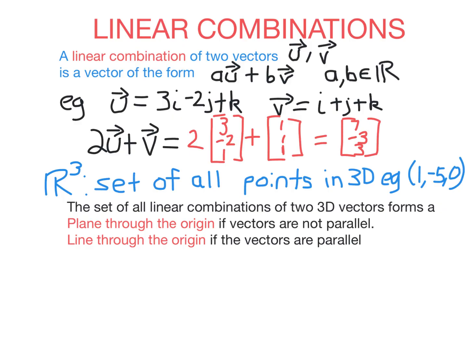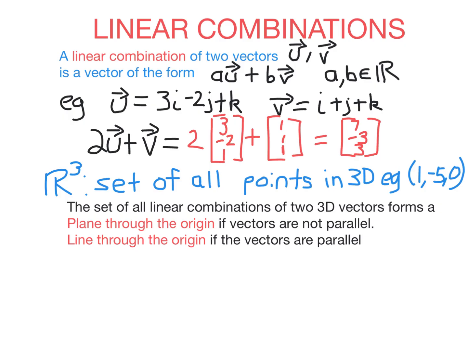So when we do linear combinations, we often refer to R3 or R2. R2 is the set of all points in 2 dimensions, so it's just the Cartesian plane as you've always known it, and R3 is like that extended plane we had with the x, y, and z axis. R3 contains all points in 3D like 1, -5, 0, or 0, 1, 2, whatever. So R3 is just the set of all such points.